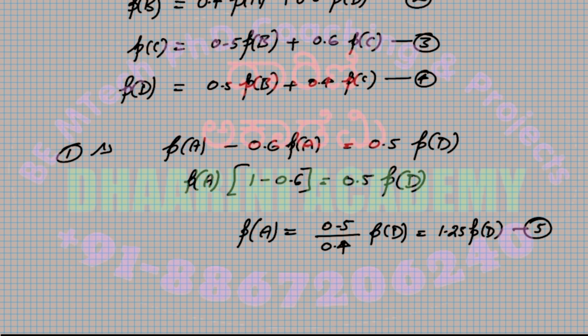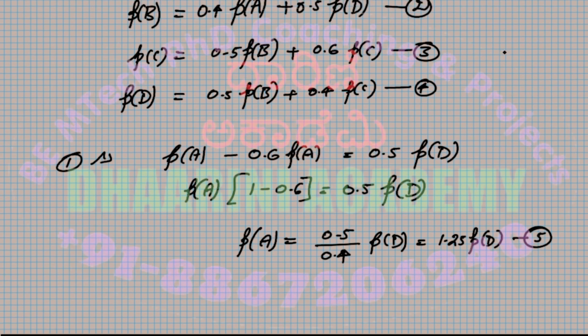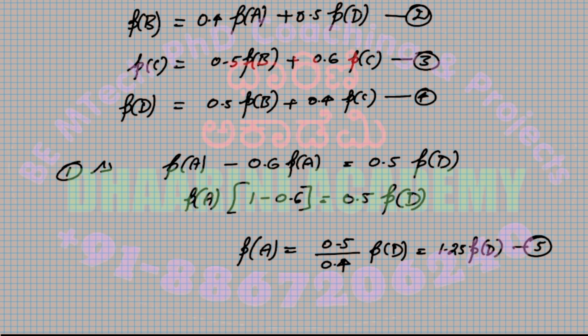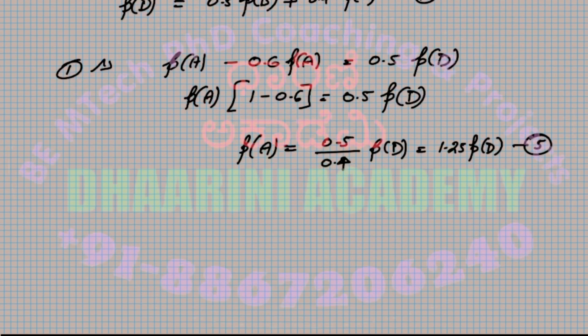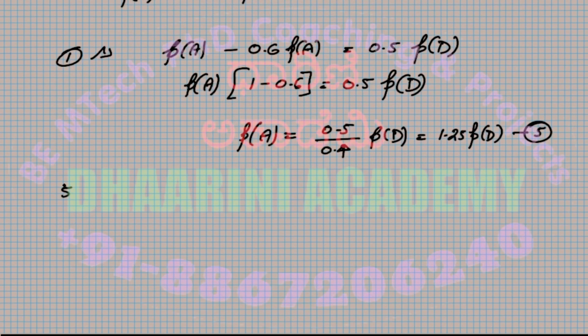Okay, now this is what I'll try to put in maybe another equation which contains A and D. Okay, let's put 5 in equation number 2. You can see equation number 2 has P of B, P of A, P of D, out of which P of A and P of D I can relate. Correct? Wherever I see P of A, I can put 1.25 P of B. So 5 in 2.